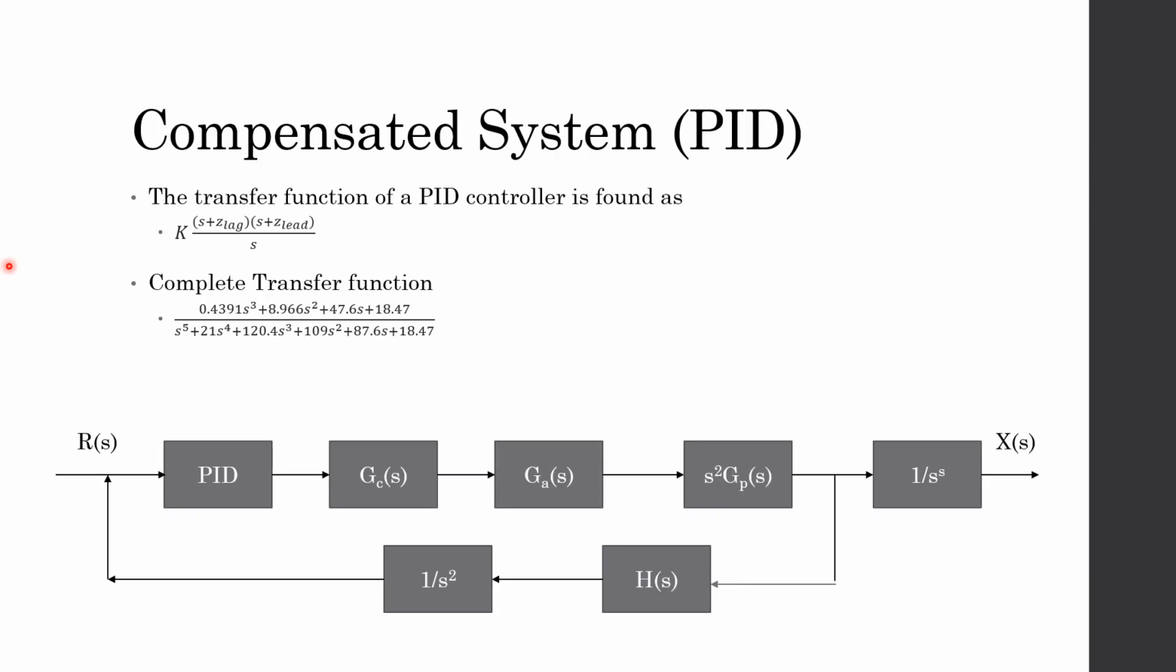Here we have the transfer function for a PID controller, seen here. And we have pretty much the same transfer function or block diagram as the uncompensated system, but we added that PID here. Then we were given these variables here for the open loop transfer functions. We take those variables and we find the complete closed loop transfer function here.